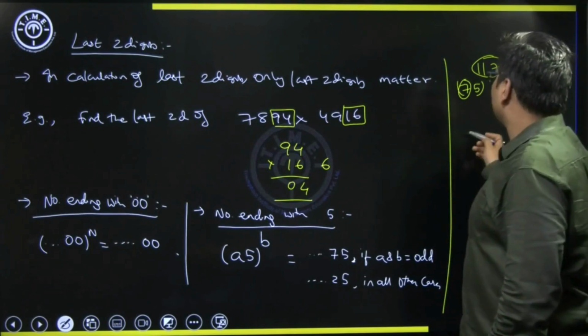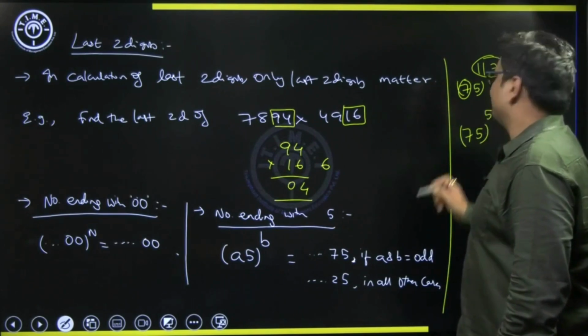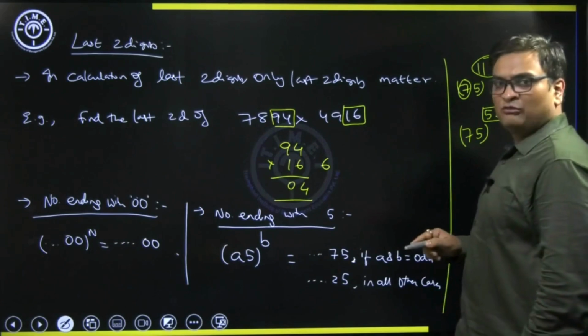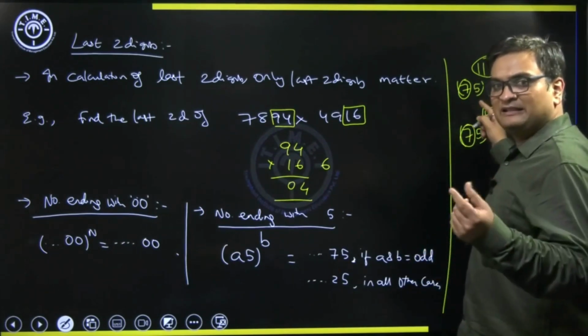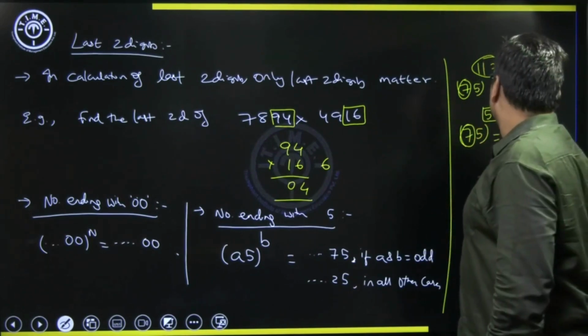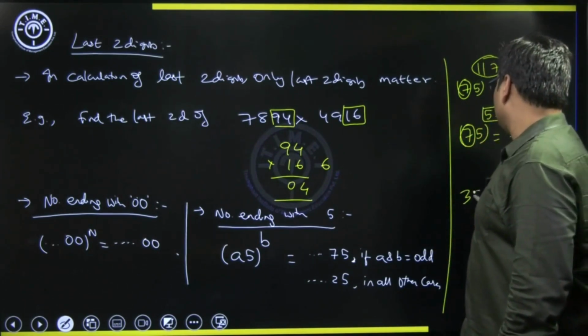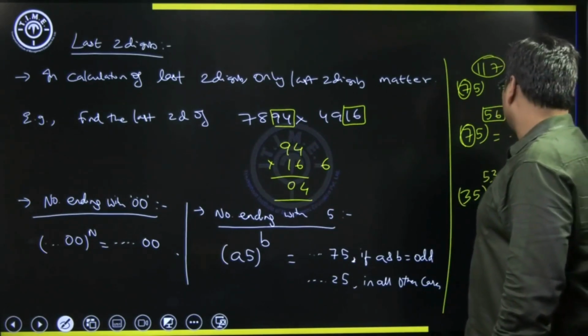But if you take a question like this, 75 raised to the power 56. Now what is B? 56, it's even. What is A? It's odd, 7. So even if one of them is even, it is going to end with 25. Likewise, if I ask you 35 to the power 53, both are odd, it will end with 75.